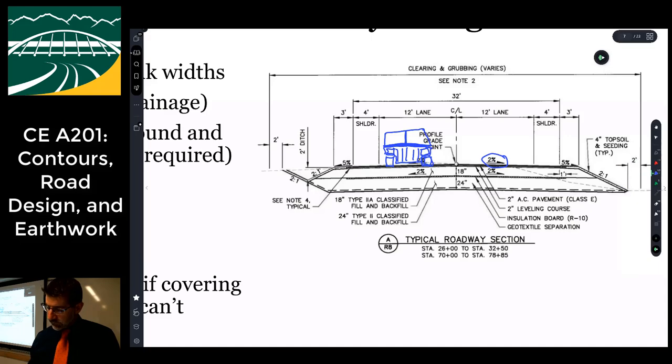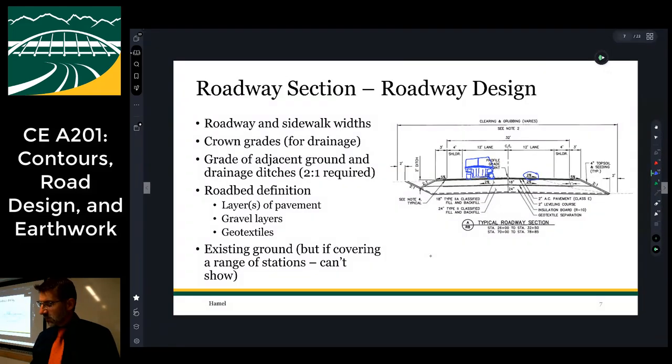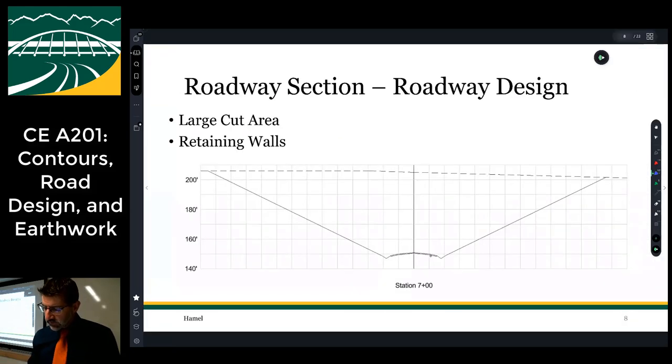Sometimes they don't show existing ground because you're talking about a cross section that covers hundreds of feet, and so the existing ground might be too complicated. All right, here's another section. This is from my example problem.